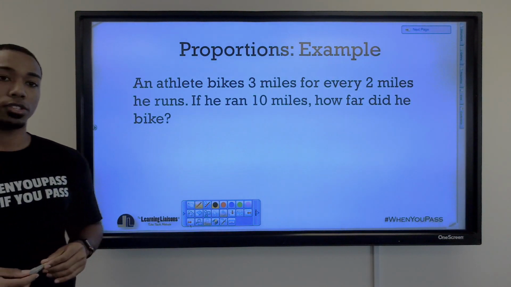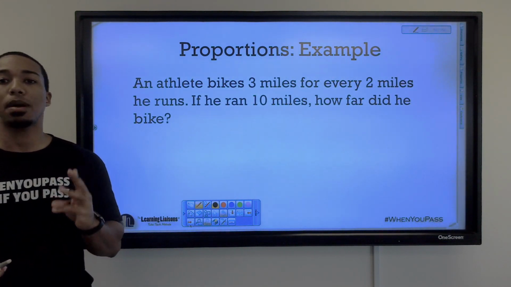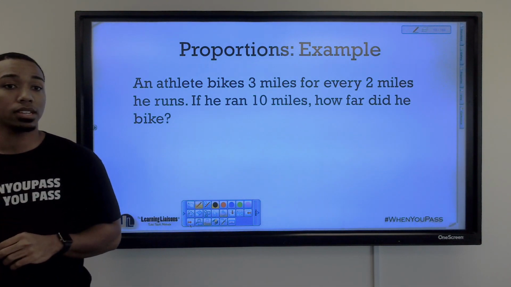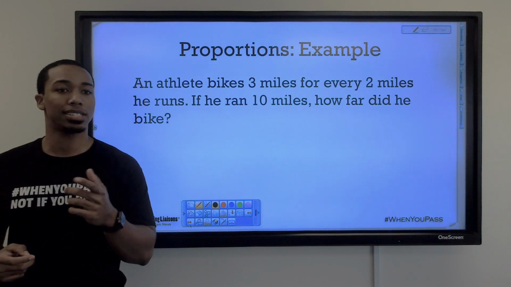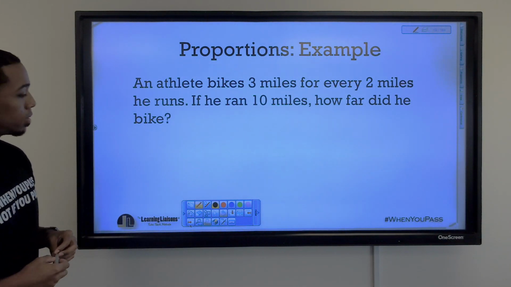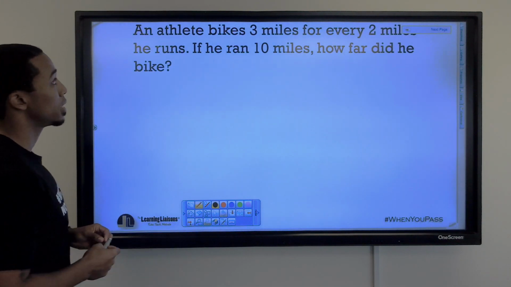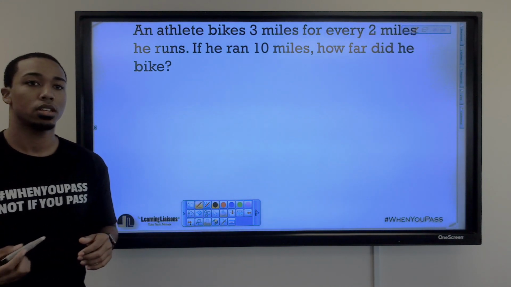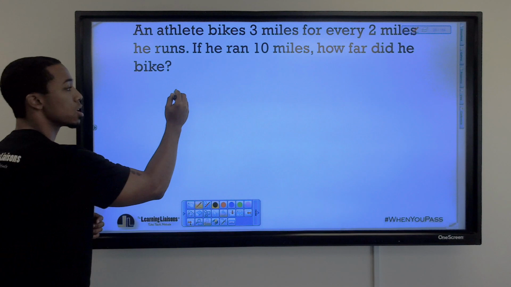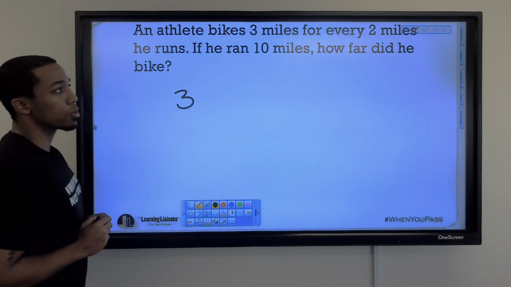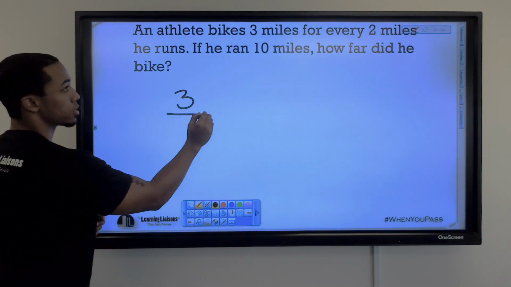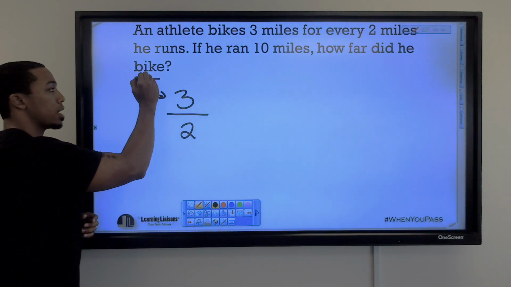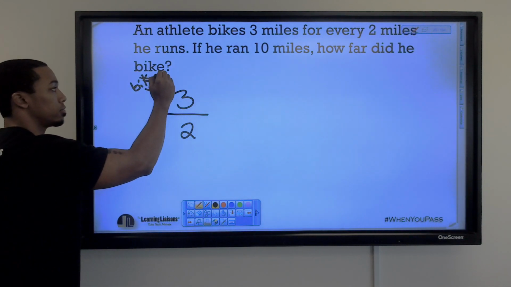So, an example of proportions. An athlete bikes 3 miles for every 2 miles he runs. If he ran 10 miles, how far did he bike? So let's go ahead and see what we got here. An athlete bikes 3 miles for every 2 miles he runs. We can go ahead and say 3 miles bikes for every 2 he runs. Bike and run.